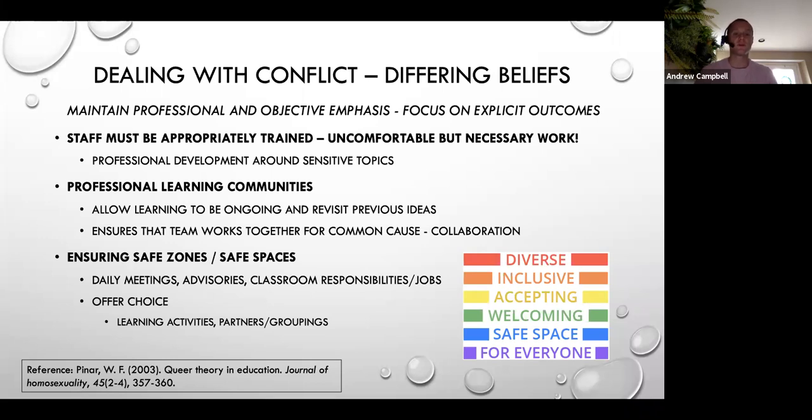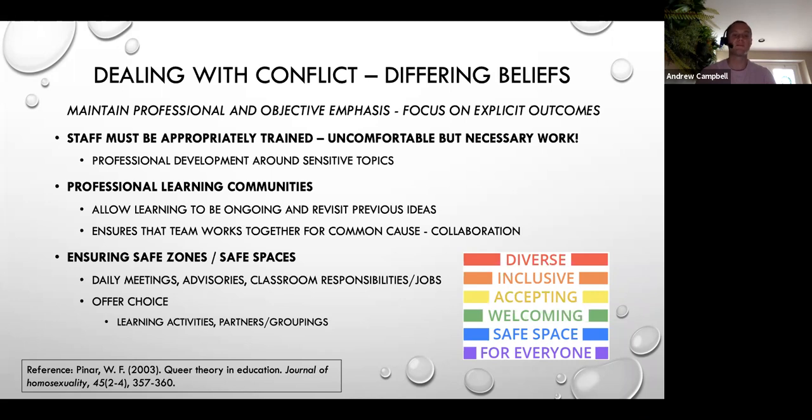Engaging in professional learning communities is one of, if not the most important things that can be done when differing beliefs happen. A lot of times these beliefs are not going to be resolved; they're going to take time. So a professional learning community allows the learning to be ongoing, and there can be a revisiting of previous ideas and continued focus on the outcomes. It also ensures that the team is working together for a common cause and promotes collaboration.